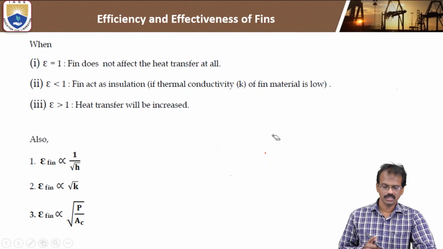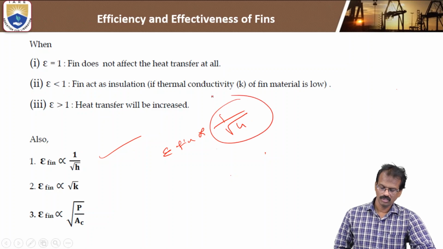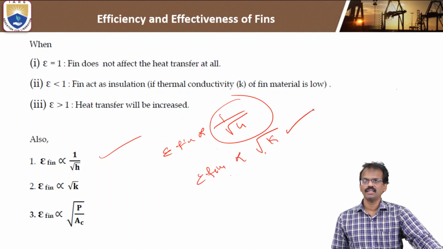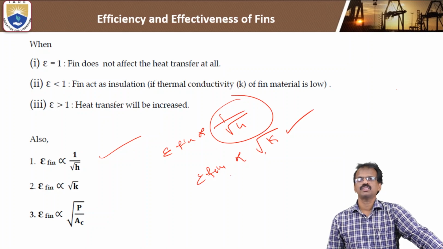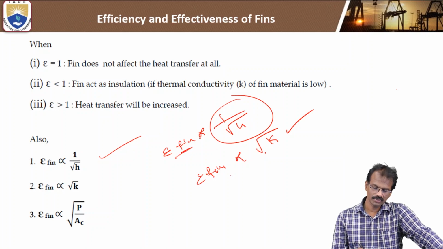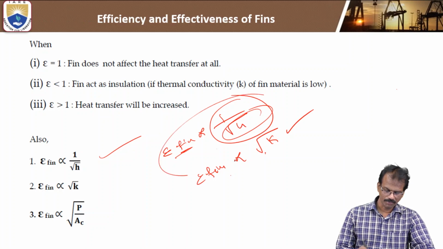So some more relationships you can observe here. Effectiveness of fin is directly proportional to 1 by root h, where h is the heat transfer coefficient. Effectiveness of fin is directly proportional to root k. If the thermal conductivity increases, automatically fin effectiveness will be increased. If the heat transfer coefficient increases, fin effectiveness decreases. If the heat transfer coefficient decreases, fin effectiveness will be increased. So you have to remember this one.